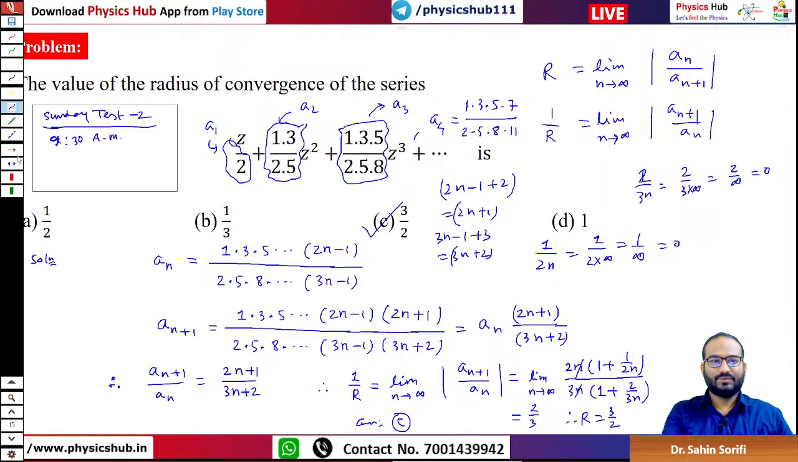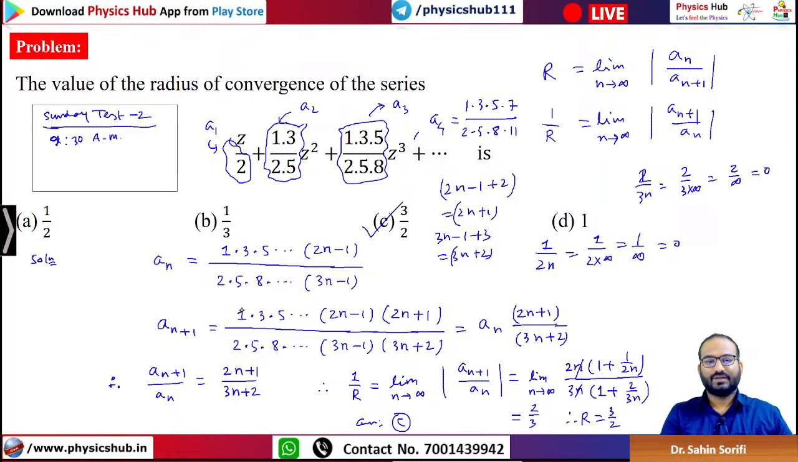Now up to this, it is already there in an. This part is an, na? So we have written an times 2n plus 1 by 3n plus 2. Clear now?